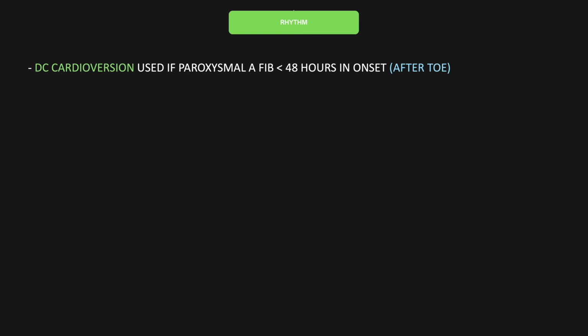Now coming back to rhythm, a DC cardioversion is used for paroxysmal AFib. So if a patient presents to you and the onset was less than 48 hours, the best thing to do is to go for DC cardioversion, but obviously after transesophageal echocardiography. Why do this? Because there could be a clot in the heart. You never know that, and you never want that. So it's very important to do a transesophageal echocardiography, or TOE.